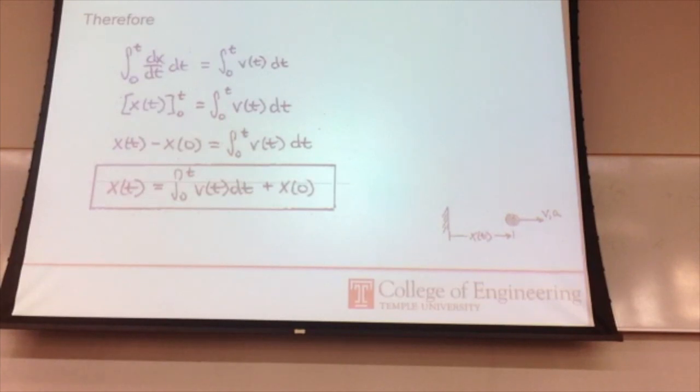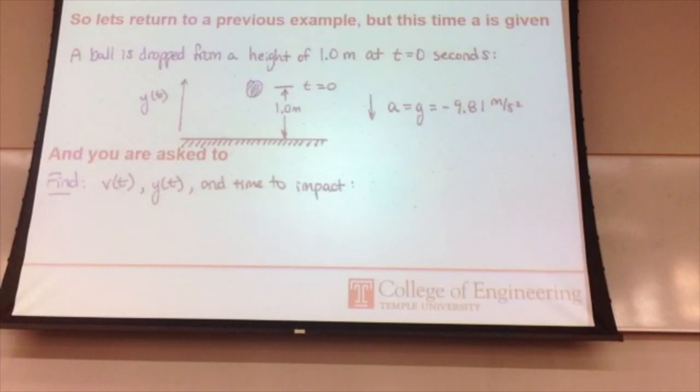So if this is the general process, we can go back to that example that Dr. Pilipacum had used. In this case, we've got a ball that's dropped from some height, from a meter height, at time 0, and we're given the acceleration, minus 9.81 meters per second squared. It's the acceleration due to gravity. And the question is, what is v, what is y, and what is the time to impact? Find the expression for the velocity at any given time, the expression for position, and the time to impact.